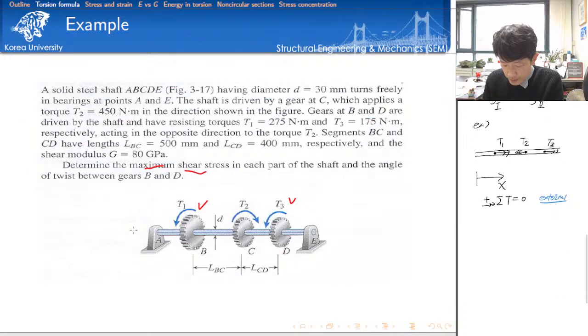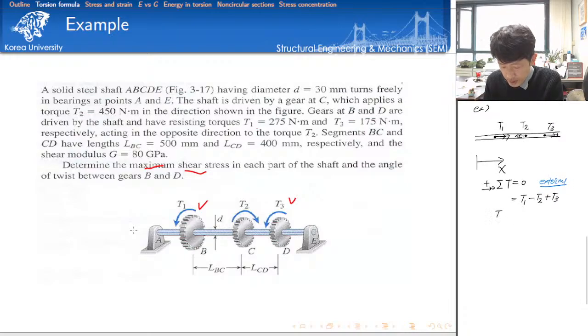Okay, let's go back to the example problem. Then T1, and then because of its direction, minus T2 plus T3 is equal to 0. Let's check. T1 was equal to 275, T2 is equal to 452, sorry, this is Newton meters, and T3 is equal to 175 Newton meters. So if you check this, the force equilibrium is satisfied.